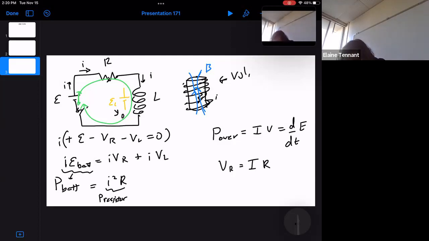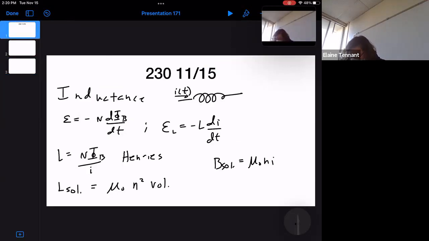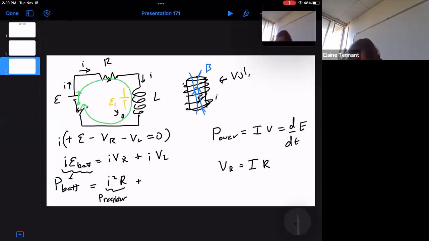And then we have this last term, which I know the voltage across the inductor. That's L di/dt. And really all I'm doing is taking L di/dt and multiplying it by another I. I did drop the minus sign because that's the minus sign right there. Makes sense? Okay, so for this last term, I have L I di/dt.